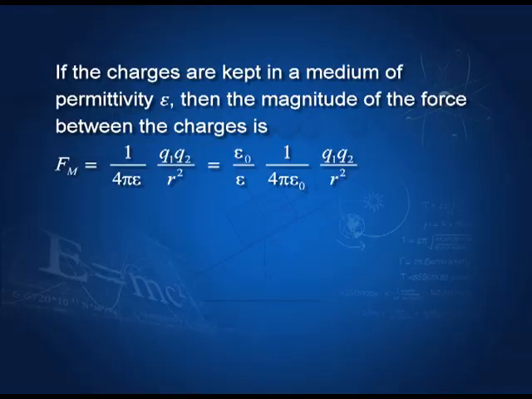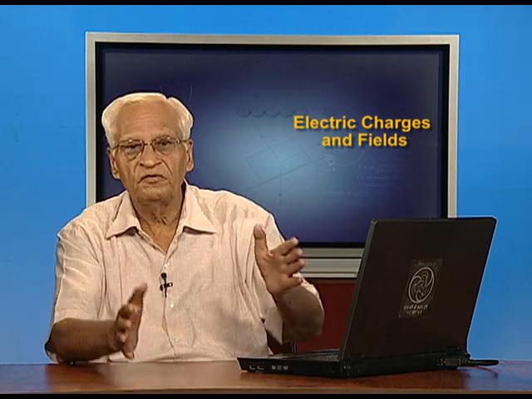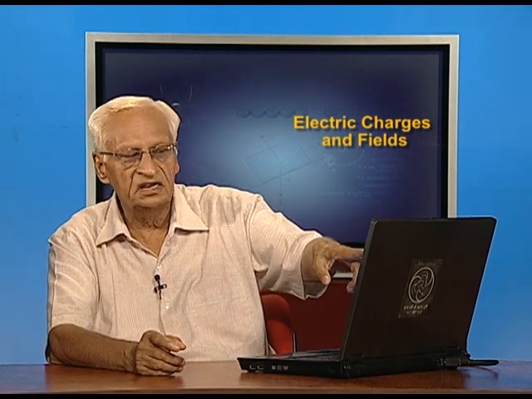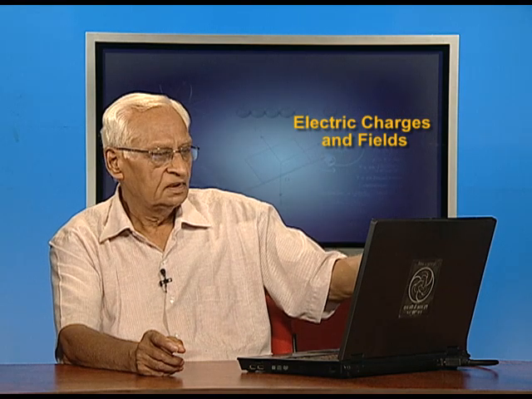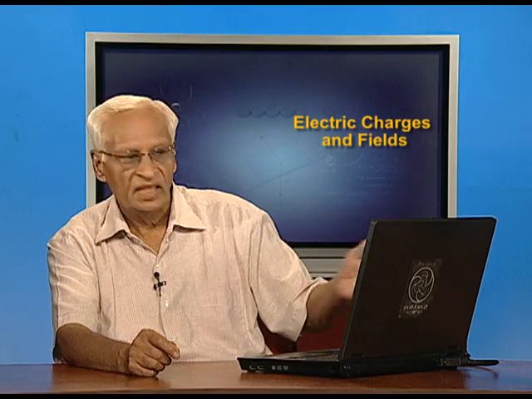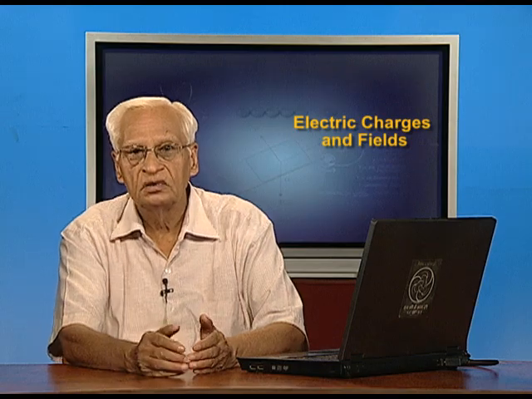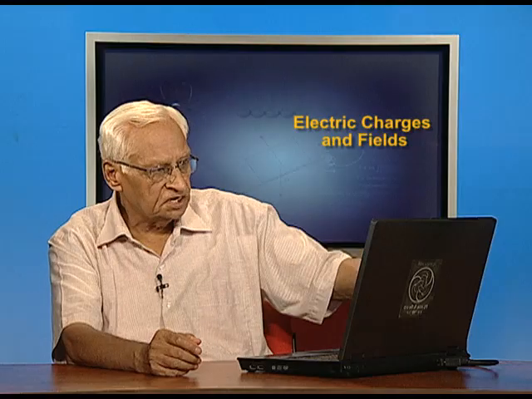If the charges are kept in a medium of permittivity epsilon, epsilon 0 is the permittivity of vacuum. So, we have another medium which has a permittivity epsilon. Then the magnitude of the force between the 2 charges is given by F in the medium equal to 1 by 4 pi epsilon q1 q2 by r squared, Coulomb's law, which we can write as epsilon 0 by epsilon into 1 by 4 pi epsilon 0 q1 q2 by r squared. And this ratio epsilon by epsilon 0 is denoted by capital K and is called the dielectric constant or relative permittivity of the medium.